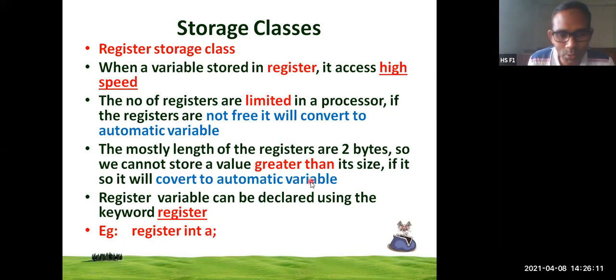So this is the second case when the variable is converted to an automatic variable: if the value you want to store in a register variable is more than 2 bytes, it simply converts it into an automatic variable and creates it on RAM using the stack data structure. So one case is if the registers are not free, it converts it into an automatic variable. The second is if the size of the value of the register variable is more than 2 bytes, it simply converts it into an automatic variable and stores it.